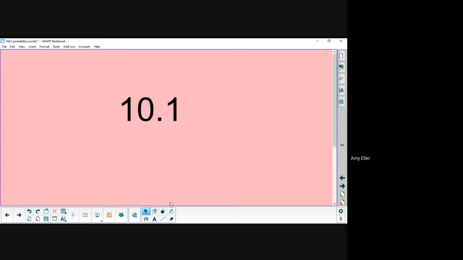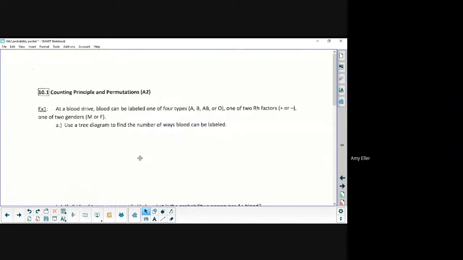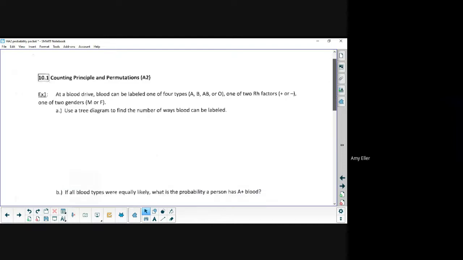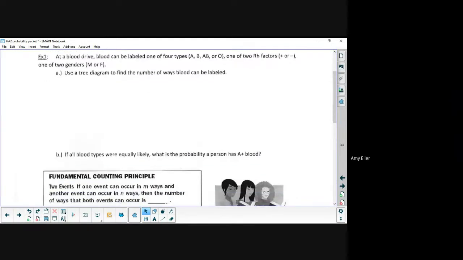We're on section 10.1. The title is counting principle. So the first page is kind of about the counting principle, and then permutations, which we'll talk about if you've never heard of that. Example 1: at a blood drive, blood can be labeled one of the 4 types, A, B, AB, or O, one of the 2 RH factors, plus or minus, or positive, negative, and one of the 2 genders, male or female. Use a tree diagram to find the number of ways blood can be labeled.